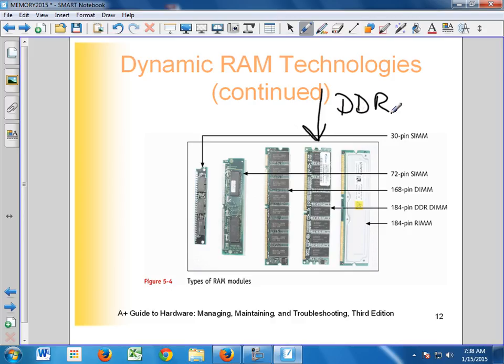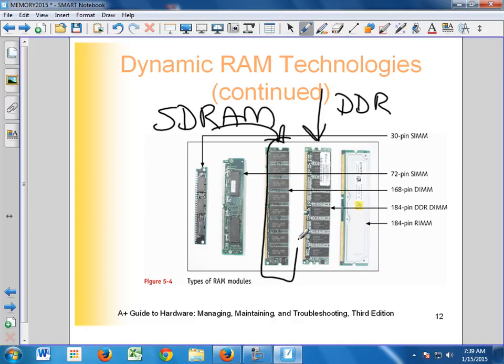DDR. The current RAM today is DDR2 and DDR3. Those are the current ones that any system you purchase today is going to use. Okay, so we turned into here. We became synchronous RAM, and we'll talk about what synchronous means. It became synchronous dynamic random access memory, SDRAM.